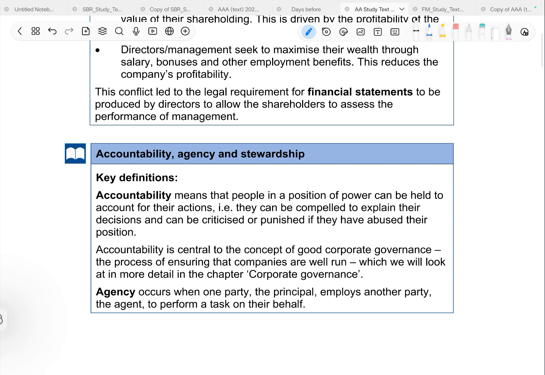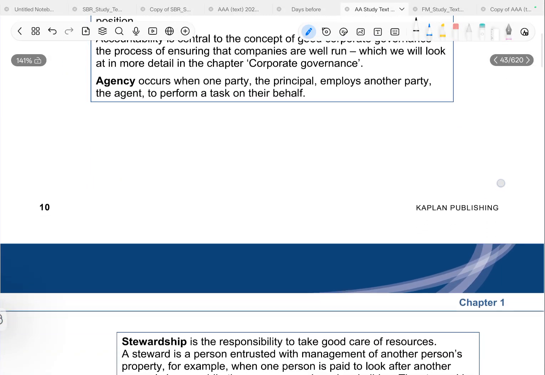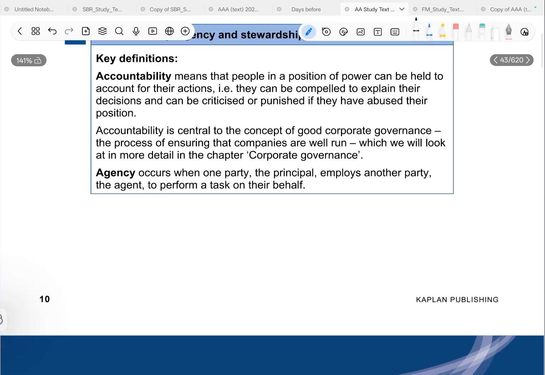Now, the next concept is agency. Agency occurs when a party hires another party to perform work on their behalf. So, in a company, shareholders are the principal, directors are the agents. The shareholders appoint directors to run the business on their behalf. But remember the conflict we talked about earlier? Since the agents, directors, might not always act in the best interest of the principals, systems like financial reporting and auditing are necessary. This system helps reduce the conflict.